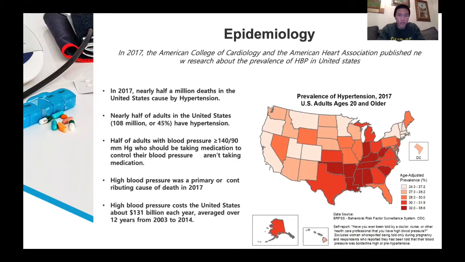Also, nearly half of adults in the United States, around 108 million people or 45%, have hypertension. Half of adults with blood pressure over 140 systolic and 90 diastolic mmHg should be taking medications to control their blood pressure, but they were not. High blood pressure, or hypertension, was a primary contributing cause of mortality in 2017 in the United States. Because of this, it cost the United States about $131 billion each year, averaged over 12 years from 2003 until 2014.